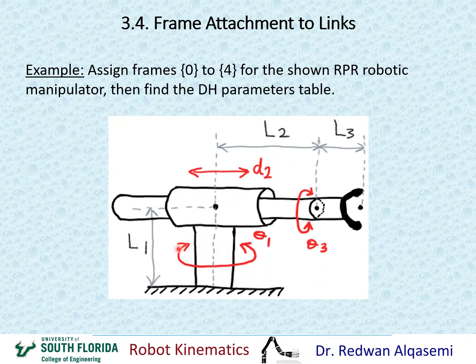The first joint here is a revolute joint that rotates about this axis right here. The second joint is a prismatic joint that goes along this line here. So the joint itself has a variable of d instead of theta. And then the third joint is a revolute joint, and that goes around this way about this axis. So you need to first assign the frames and then find the DH parameters.